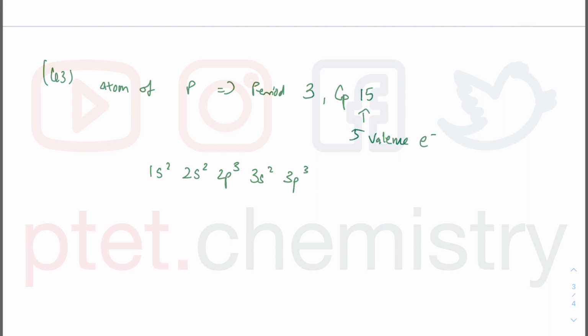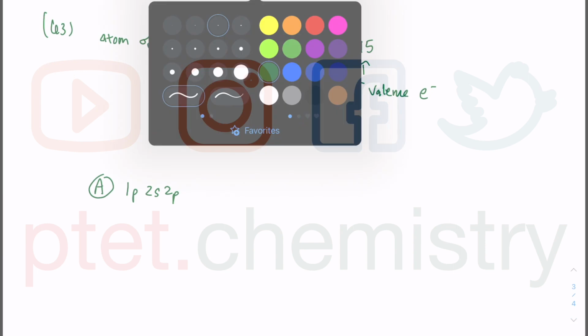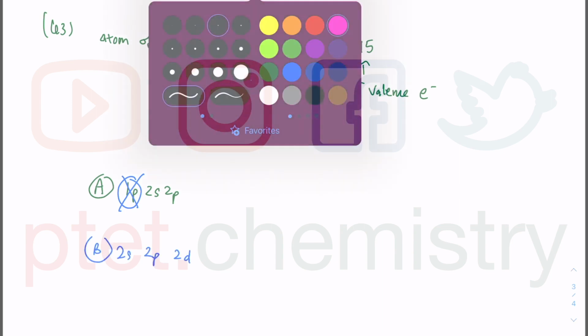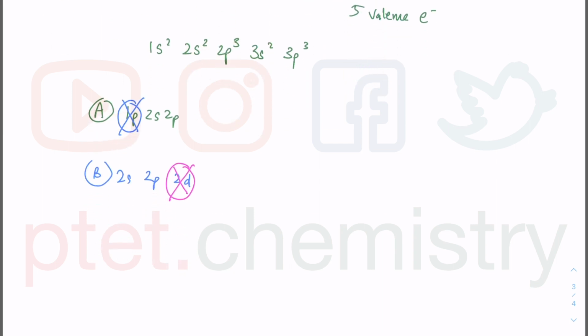So which atomic orbitals are occupied? If I look at options A, B, C, and D, I can see A is definitely wrong because of one thing: you don't have 1p. And in terms of B, what is wrong is the 2d. The 2d is definitely wrong because you don't have 2d. Between C and D, I can tell C must be the answer, and I'll show you why D cannot be the answer.